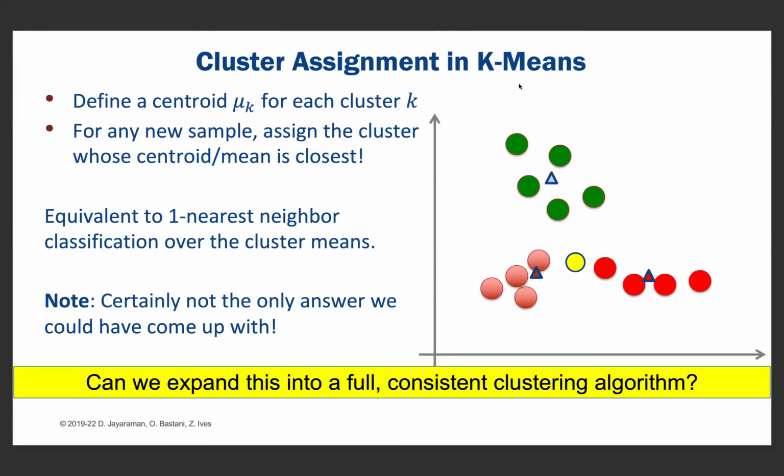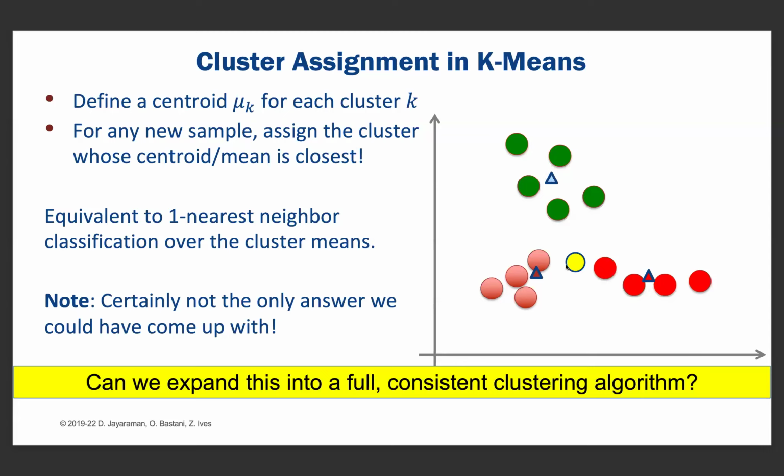So what we need to do for each cluster is define a centroid. A centroid is a spot which is at the average distance from all representatives of the cluster. And for any new sample, you assign the cluster whose centroid is closer. So if we calculate the distance from this point, this point, and this point, and average it out, we are going to end up exactly here.